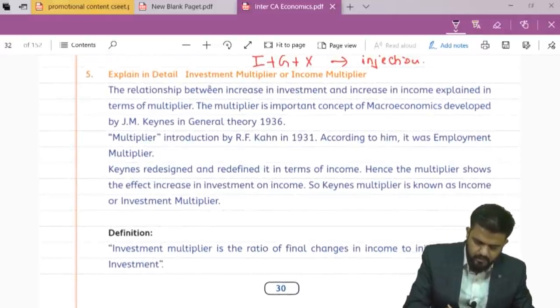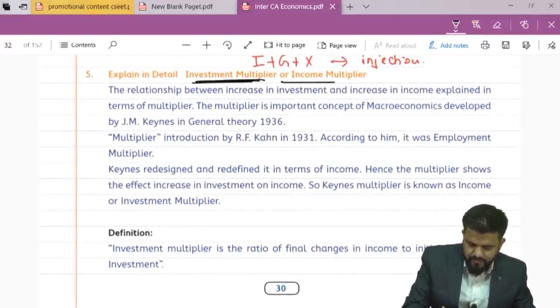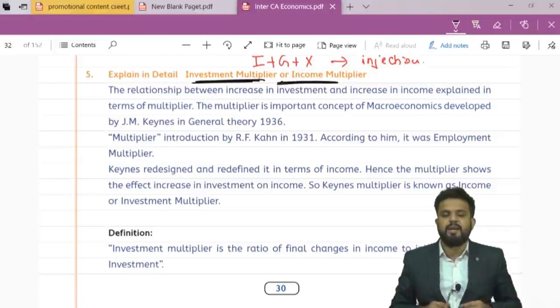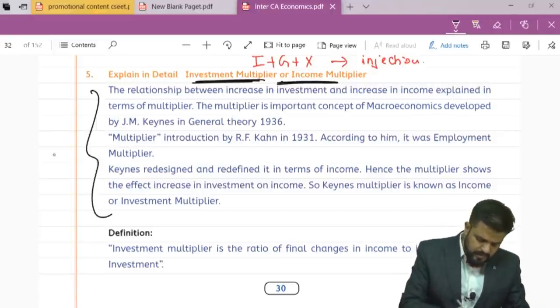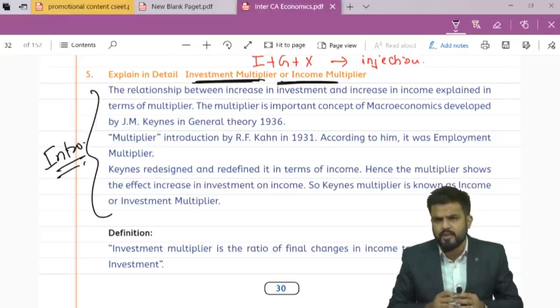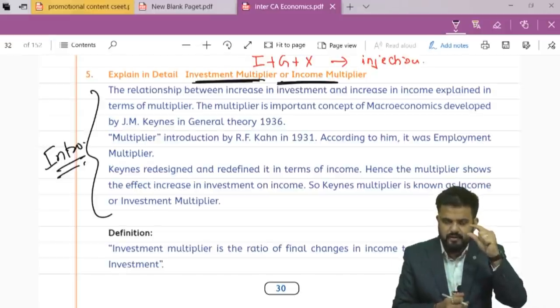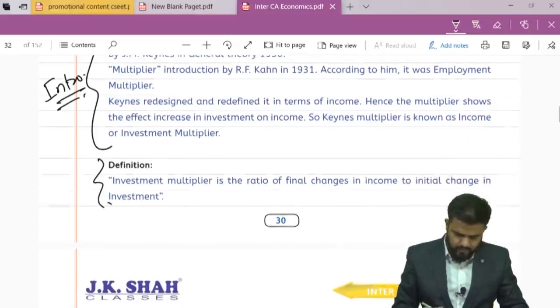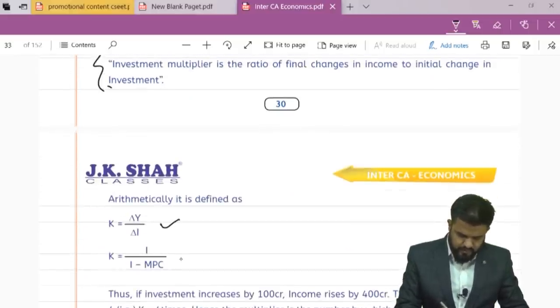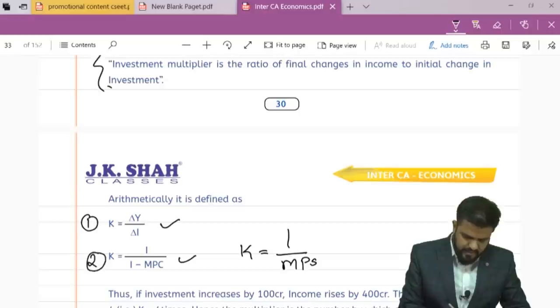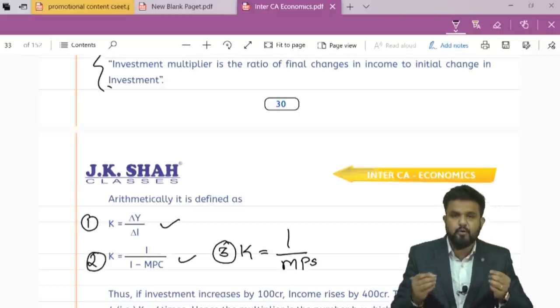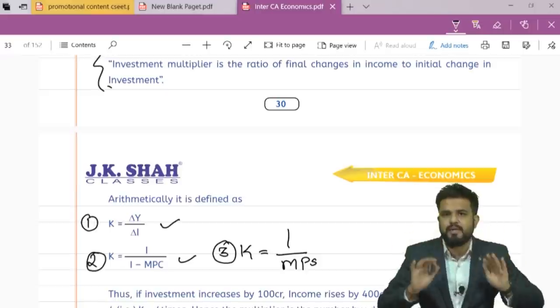Let us understand a very important concept, that is investment multiplier, also known as income multiplier. This is intro. Since in the exam, it may come for 2 marks, say for example, explain investment multiplier. Write introduction. Write definition. Support your answer with the formula. There is one more formula. K is equal to 1 upon MPS. So this is first, this is second, and this will be your third. Just support your answer with the formula. Full stop. That's it for 2 marks.